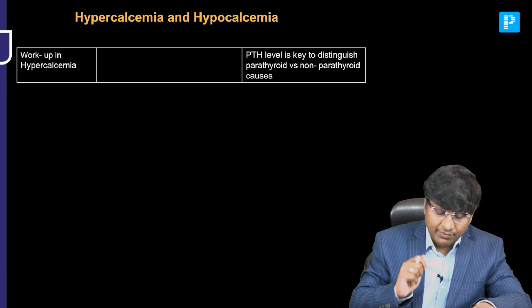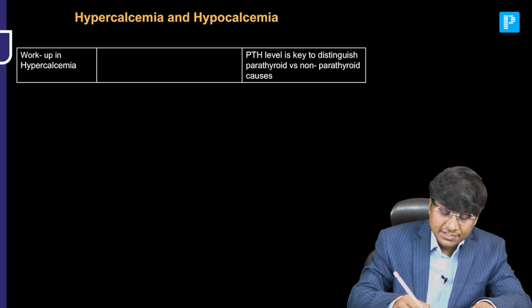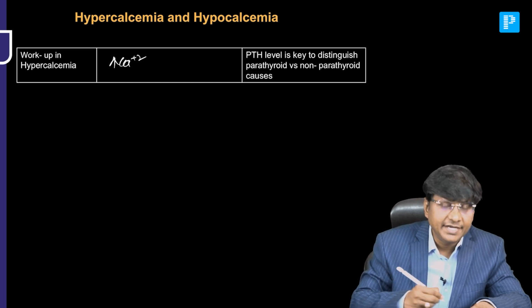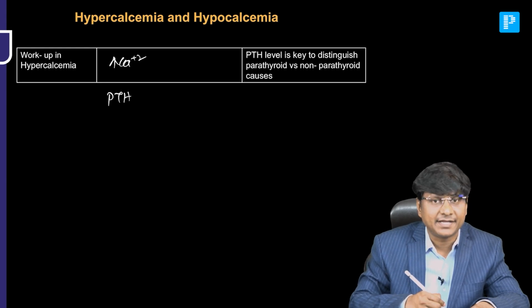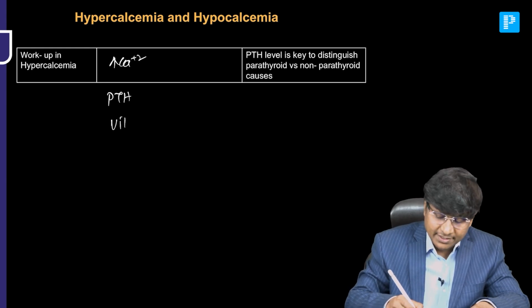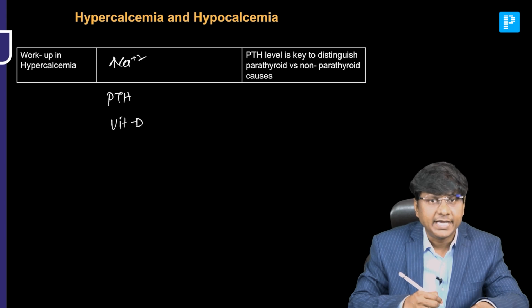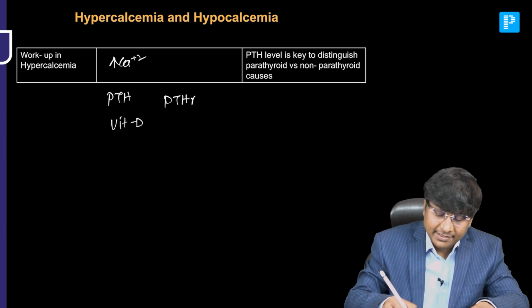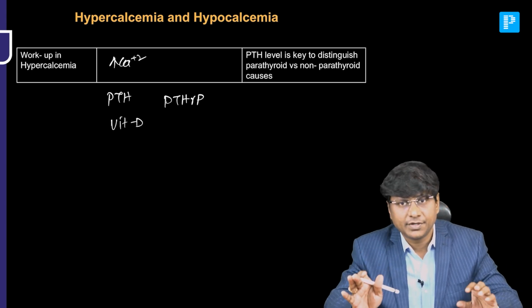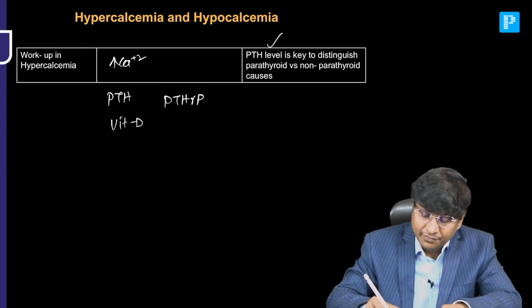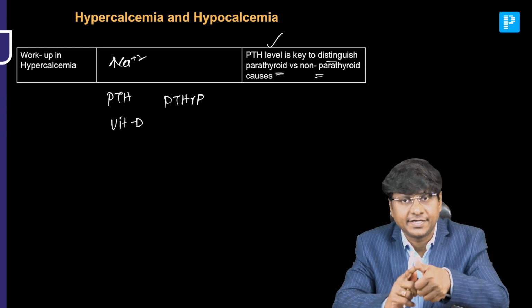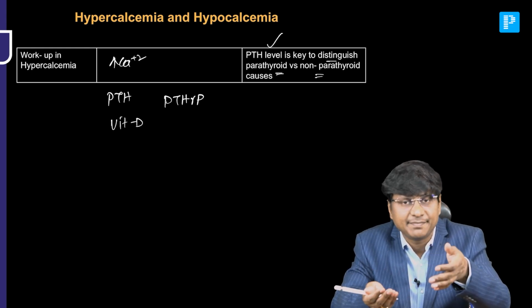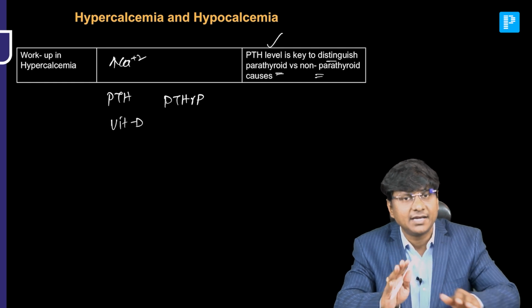Then if you take the workup in patients with hypercalcemia, first and foremost, definitely calcium levels are elevated, and you need to check the levels of the parathyroid hormone. You also need to check the levels of vitamin D, and the levels of the parathyroid hormone related polypeptide. Okay. So it is your parathyroid hormone which is the key to distinguish parathyroid versus non-parathyroid causes. In parathyroid causes, parathormone levels are elevated, whereas in non-parathyroid causes of hypercalcemia, the parathyroid hormone levels are reduced.